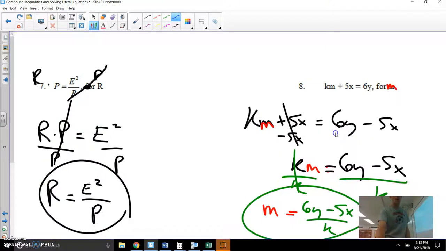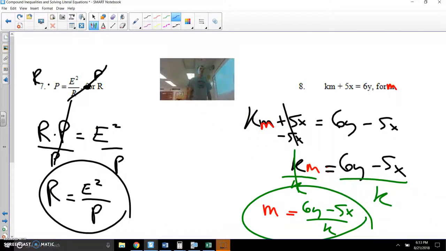Alright, so we talked about these in class today. If you're trying to solve for r and it's in the denominator already, it's good to go ahead and multiply r to the other side and then divide the p off of it. And this is kind of a two-step way of doing it that makes it a little easier to get r alone.